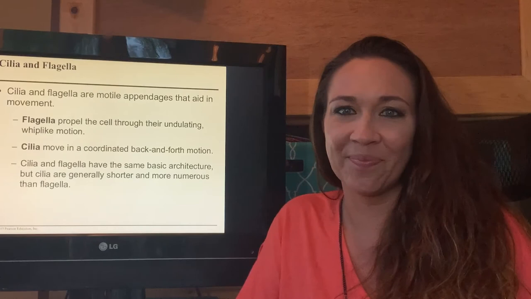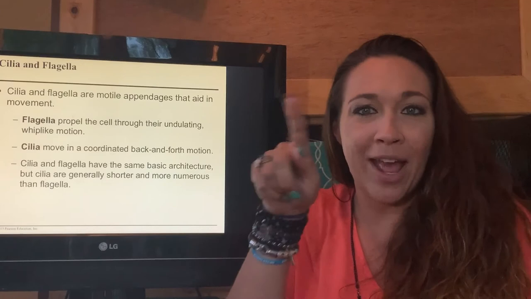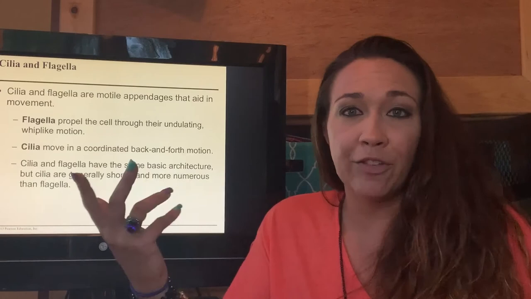All right, we talked a little bit about flagella, right? That long whip-like tail. You can think of it, honestly, like a sperm. You all know what a sperm looks like: the big round head and the long whip-like tail. That's flagella. So these bacterial cells, these prokaryotic cells, can have flagella. Some of our cells have flagella too, like obviously males have sperm cells.